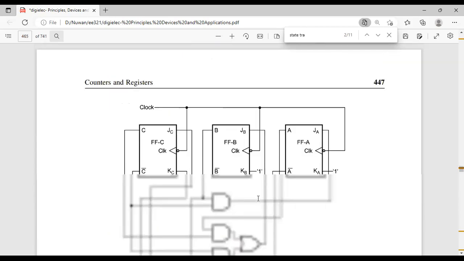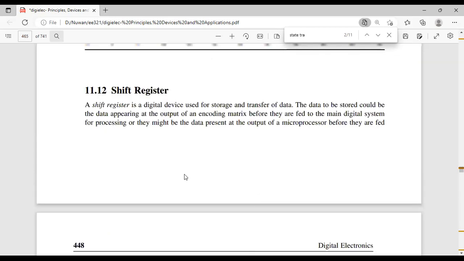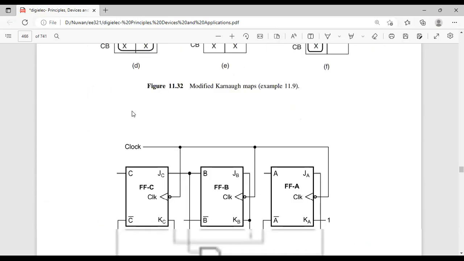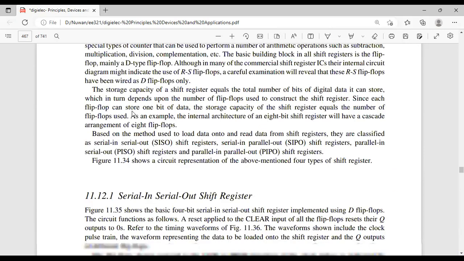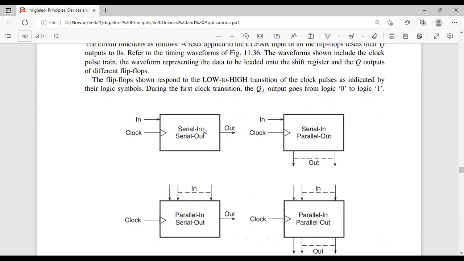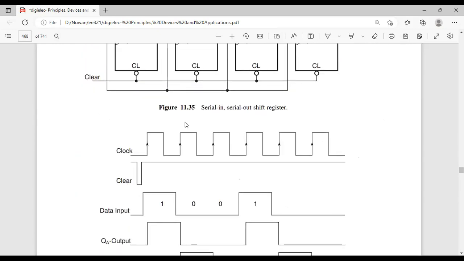Then we will try to do the question 2, part 2, which will be based on the shift registers. There are 4 types. Maybe you have to remember these things.